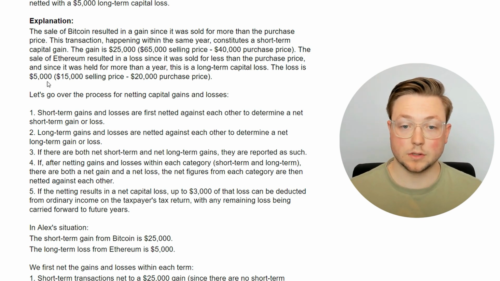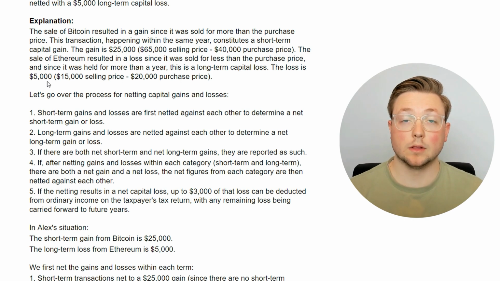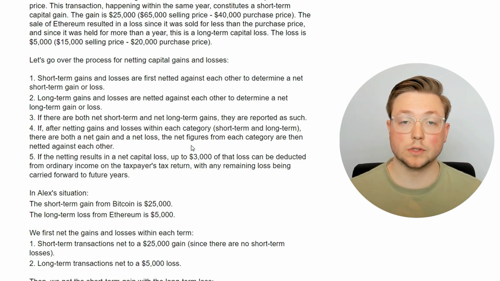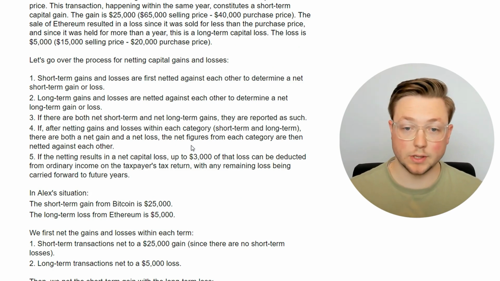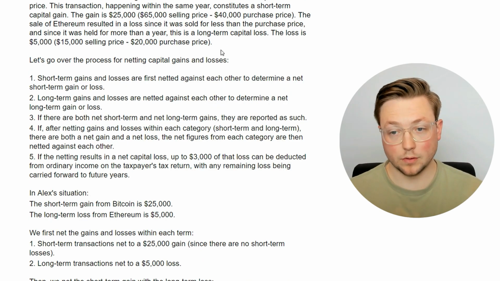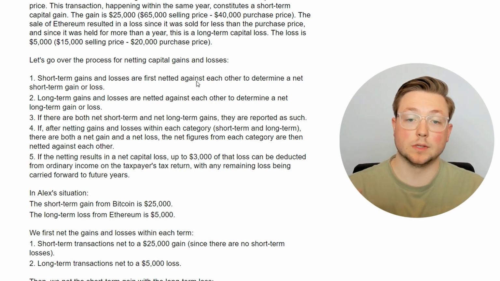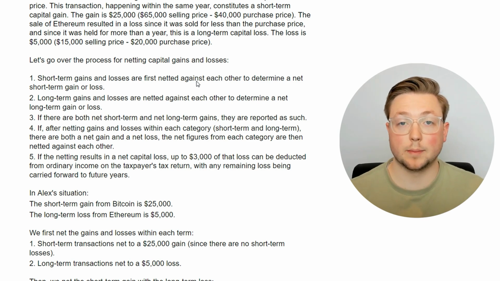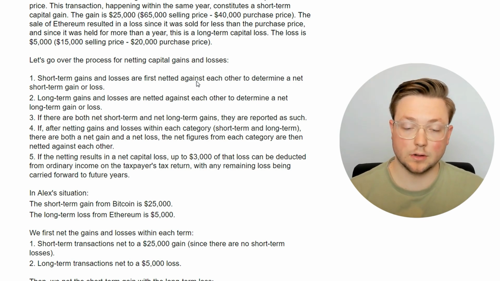The loss is $5,000. So there's a short-term $25,000 capital gain and a long-term $5,000 capital loss. So let's go over the rules or the process for how you treat these and if you net them. For short-term gains and losses, they are netted first. So for example, if there was this $25,000 short-term capital gain, and then there was also a $10,000 short-term capital loss, then the total short-term capital gain would be $15,000.